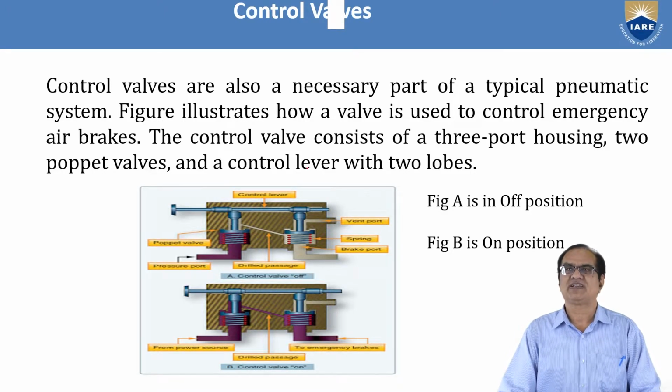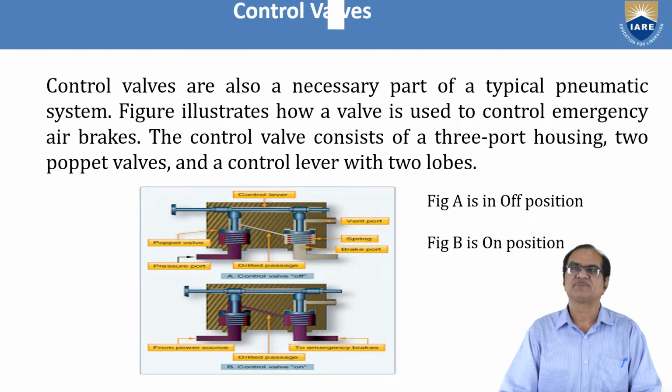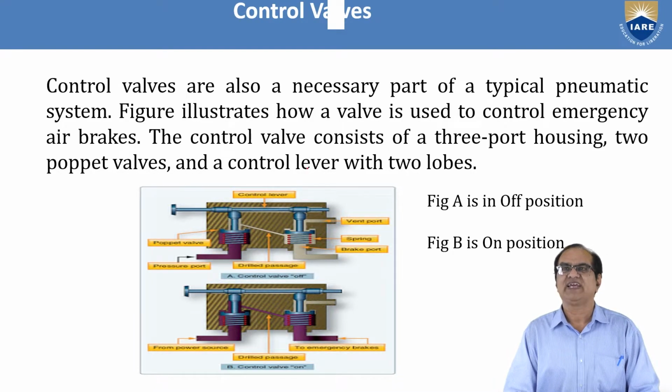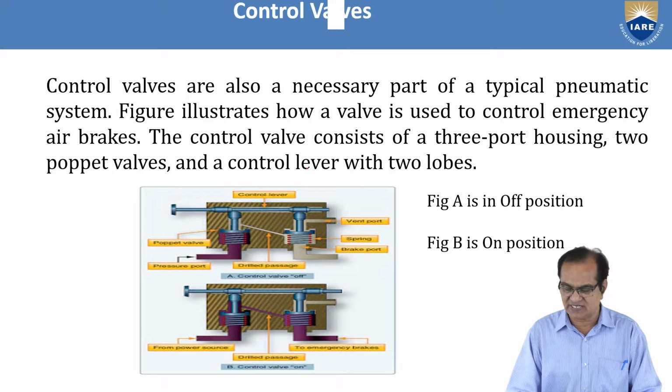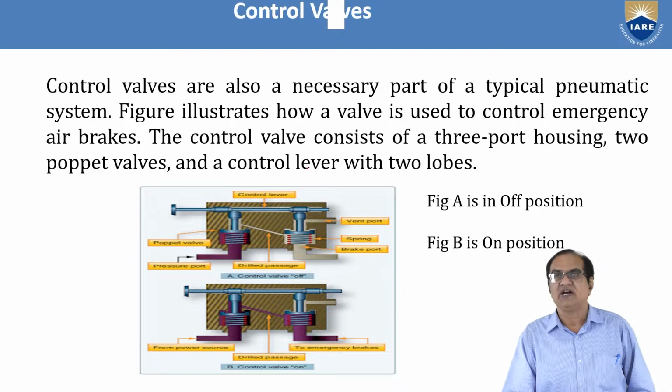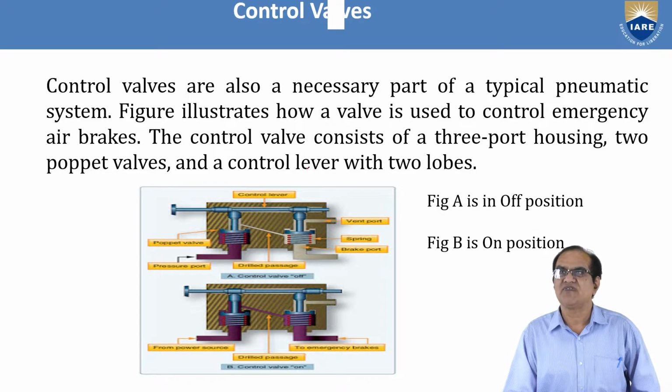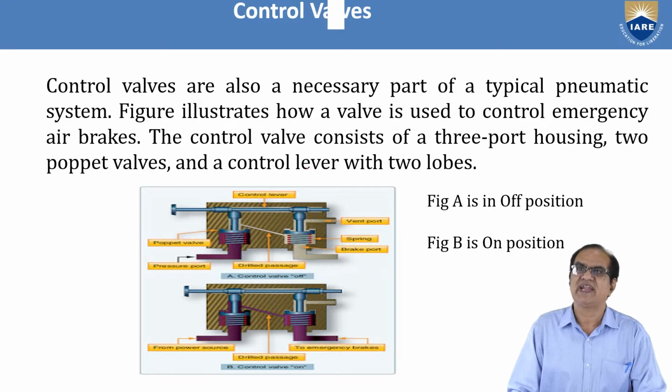The figure below illustrates how a valve is used to control emergency air brake. The control valve consists of a 3-port housing, 2 poppet valves and a control lever with 2 lobes.